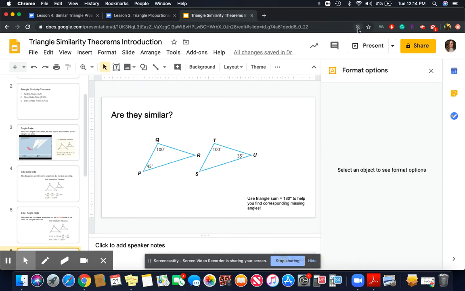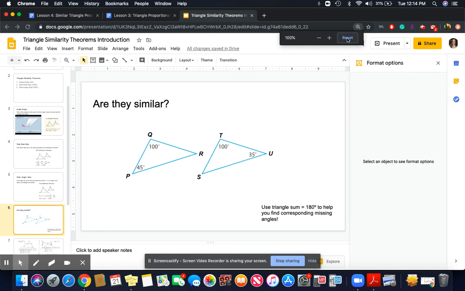Oh, that's going to work. So I can see that one of these angles is the same, right? One angle is the same. Is that enough? No, no. We need at least two, right? For angle, we need at least two.